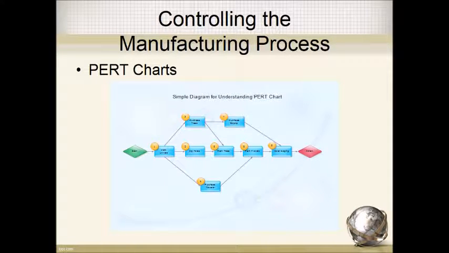Here's a sample diagram for understanding a PERT chart. You have the different steps, you have what's involved, and you also have the critical path, which again could cause a project to be late if you have a delay along any one of the critical paths.